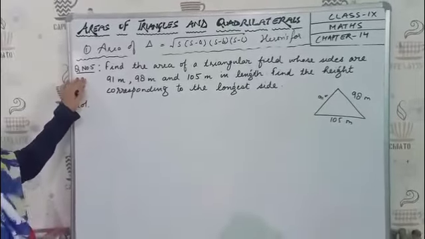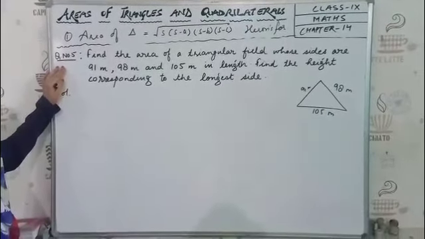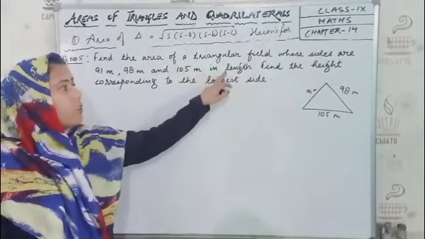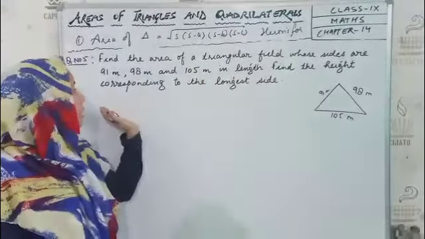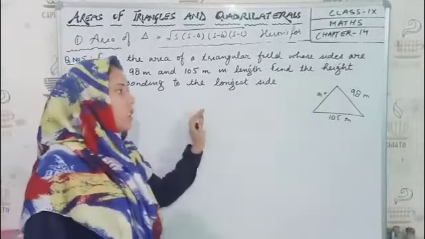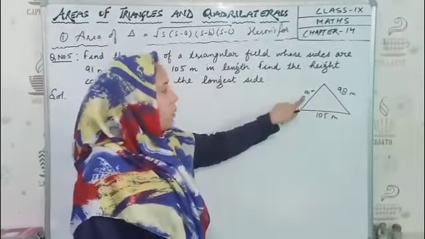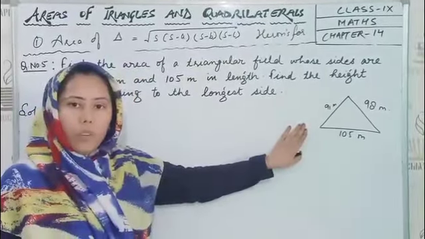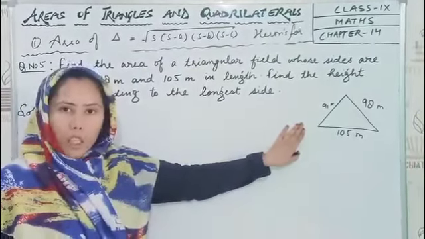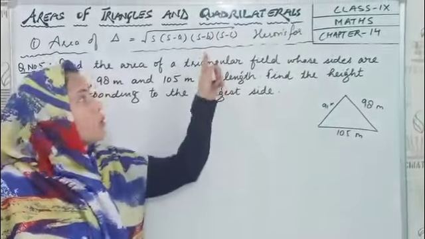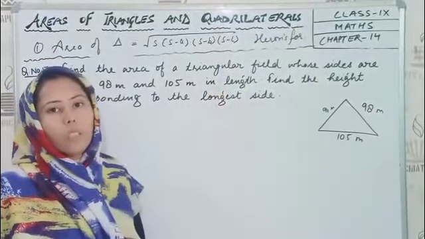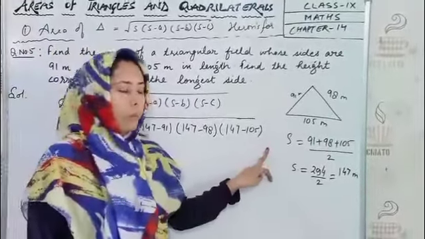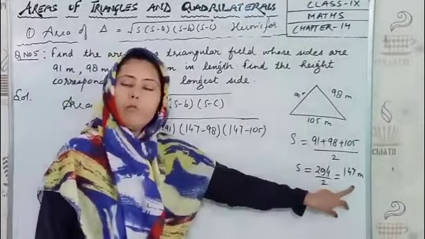Question 5. Find the area of a triangular field whose sides are 91, 98 and 105 meter in length. Find the height corresponding to the longest side. 91, 98 and 105. Okay. So 3 different sides are given. That means it is a type of scalene triangle. So we will use Heron's formula to calculate the area. So we will calculate the semi-perimeter. Its value will be 147.